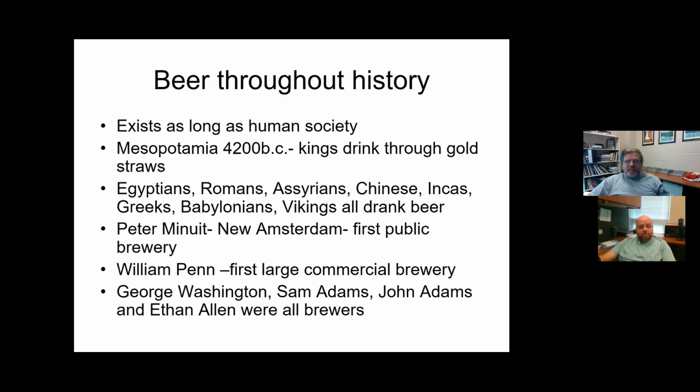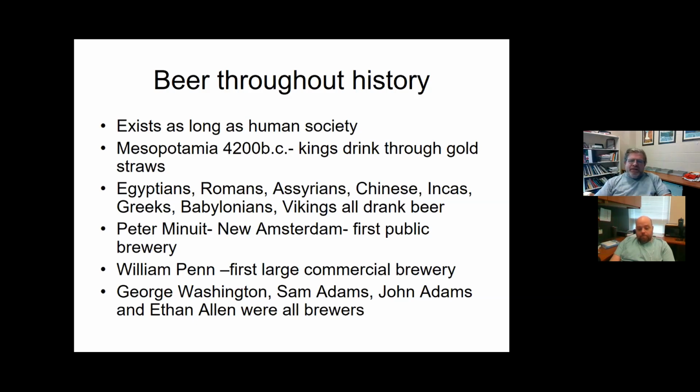Yeah. In the pyramids, there are recipes in the hieroglyphics for how to make beer. Ah, that's awesome. Yeah. The workers on the pyramids were paid in beer. I mean, what else do you need? Yeah. So, the Egyptians, the Romans, pretty much every culture drank beer in some form.